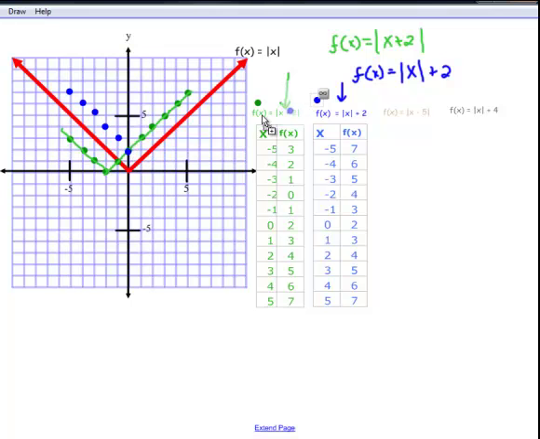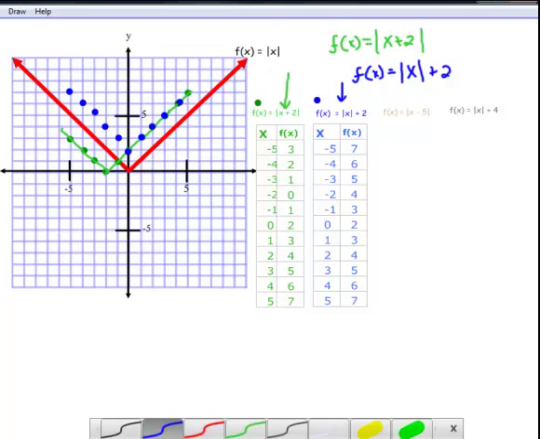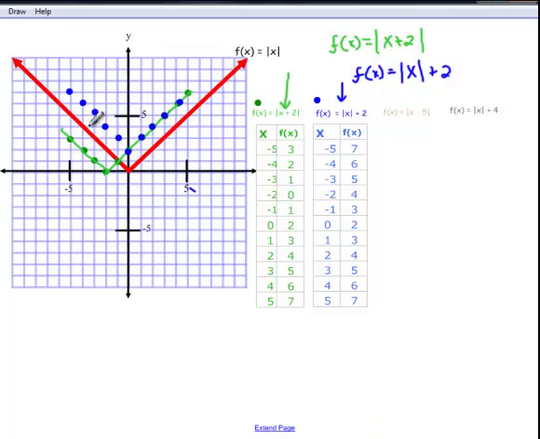0, 2. I think you're starting to get the hang of it. 1, 3. 2, 4. 3, 5. 4, 6. It's an absolute value graph yet again, but this time it's moved a different way. And that's what I was trying to teach you about shifts.